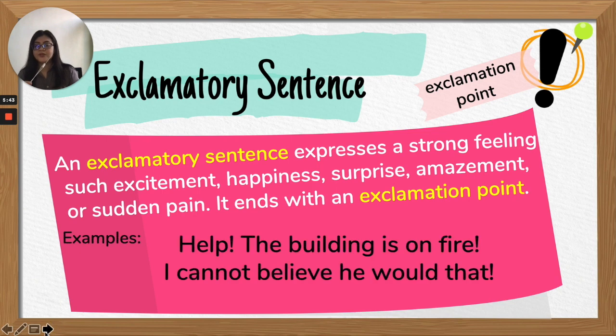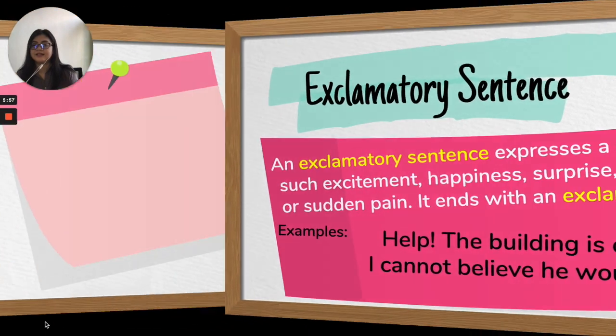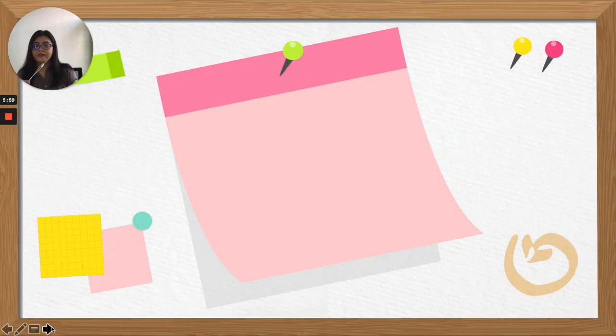So examples, we have: Help! The building is on fire! I cannot believe he would do that! Okay, if it expresses a strong emotion, then that is definitely an exclamatory sentence. Okay, I hope everything is clear. We have 4 kinds of sentences: declarative sentence, interrogative sentence, imperative sentence, and exclamatory sentence.